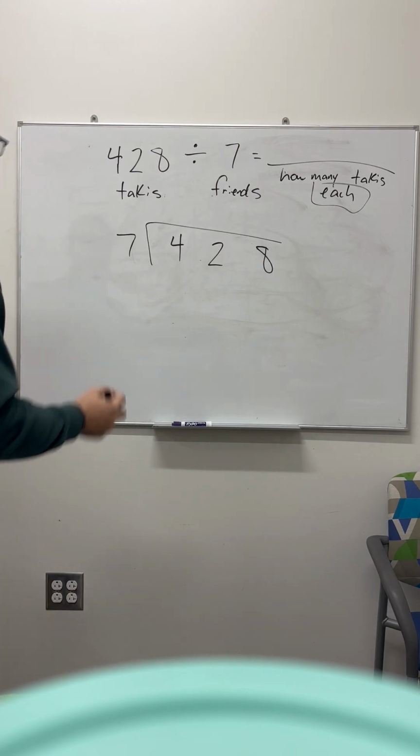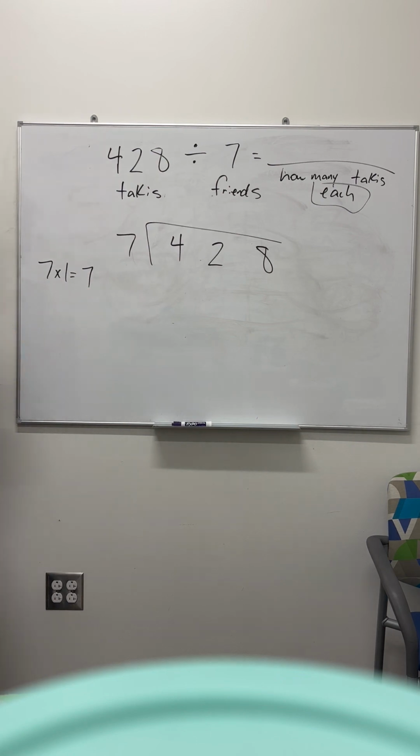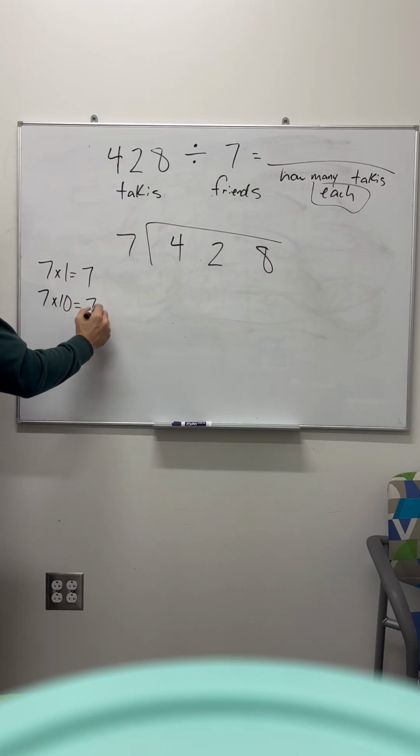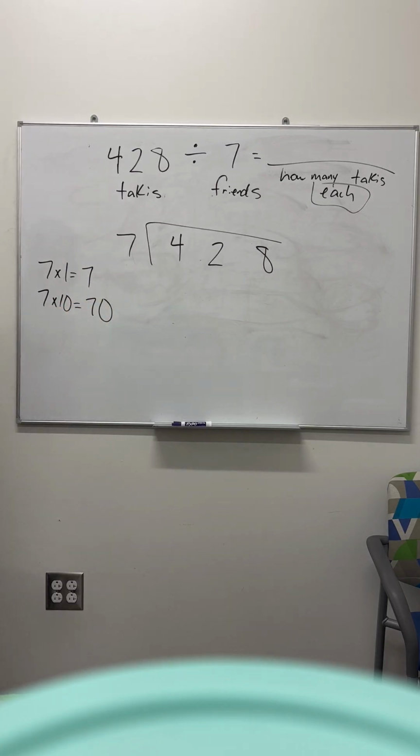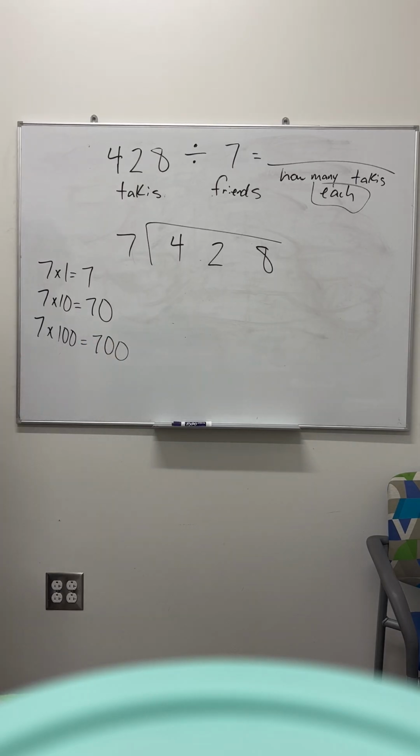So watch this. I'm gonna come over here and do 7 times 1 equals 7. We all know that, okay? 7 times 10. We're gonna add a 0 to make 70. We can all do that, right? 7 times 1, add a 0. And then 7 times 100 equals 700, okay? We all know how to do those.